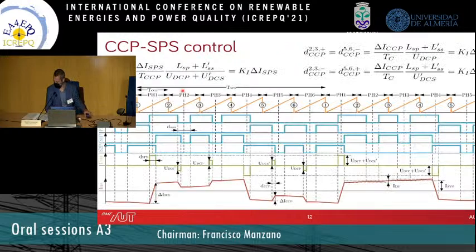To mitigate this issue, we came out with this new control, which our paper is talking about. This is basically a slight improvement of the CPSPS control. The basic idea is similar. We short the transformer between regular SPS events, so we can change the trajectory of the current.